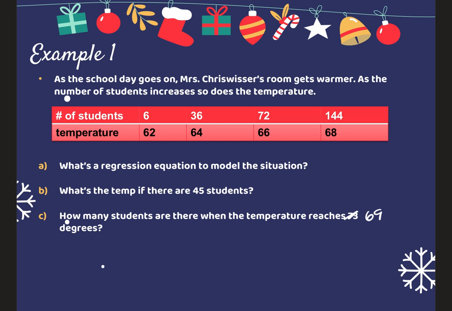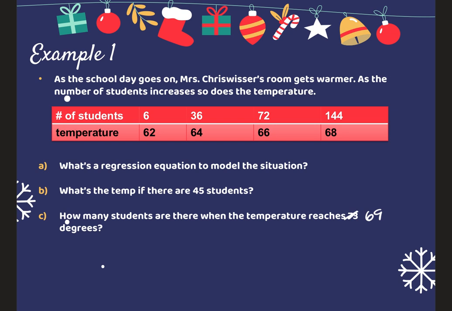All right, example 1 says, as the school day goes on, Mrs. Chris Weiser's classroom gets warmer, which is actually true. As the number of students increases, so does the temperature. And then we've got some data. So the number of students is your input and the temperature is your output. What do we notice about the pattern of your input and output? What's multiplicative, what's constant? What's linear or not linear? The number of students is multiplied. Okay. Good. So the input is changing multiplicatively, output is changing additively, which means this is a log regression, okay?